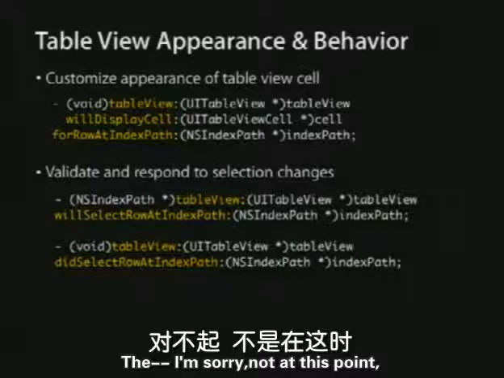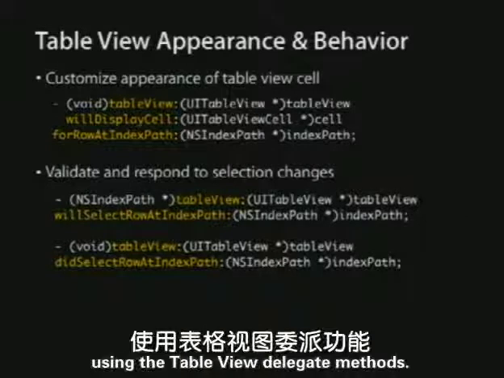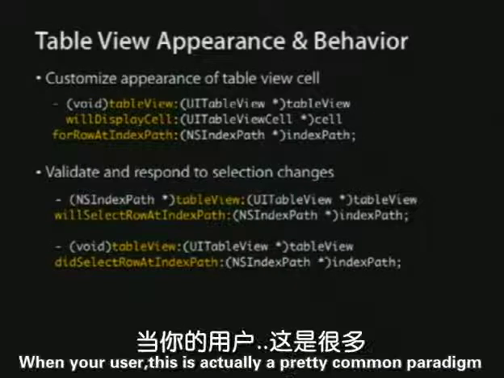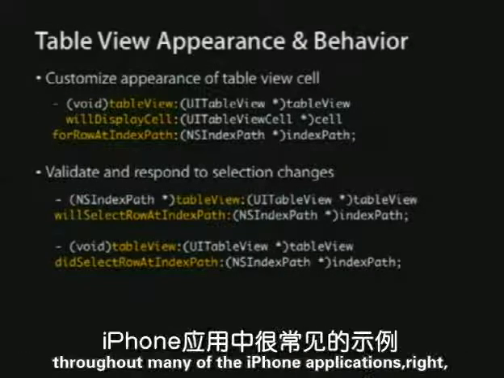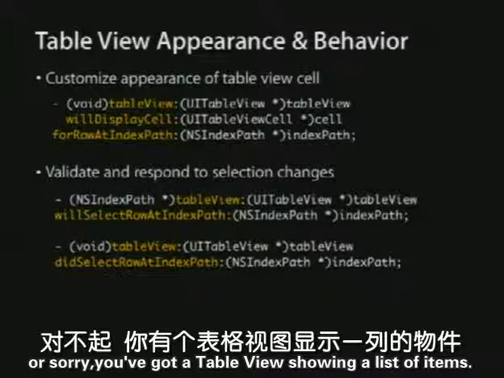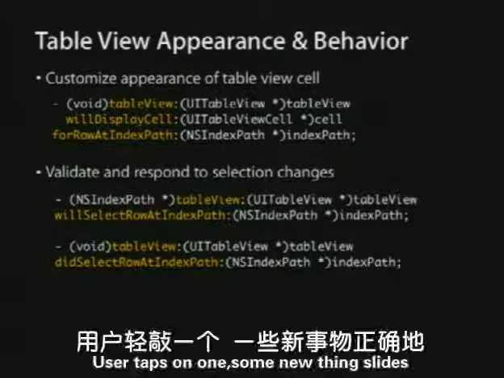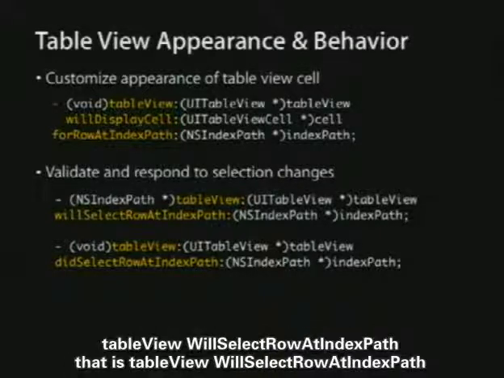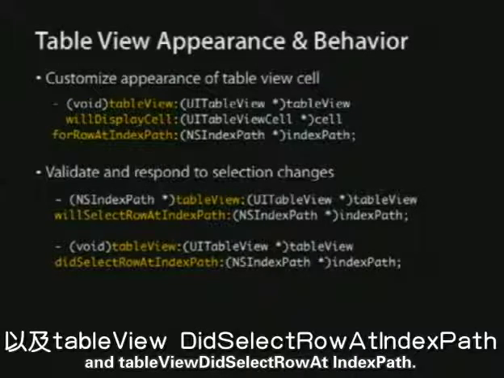Using the table view delegate methods, there are different methods for selection. This is actually a pretty common paradigm throughout many of the iPhone applications, right? You've got a table view showing a list of items. The user taps on one, and some new thing slides in on your navigation controller, probably. So the way you find out about that is tableView willSelectRowAtIndexPath, and tableView didSelectRowAtIndexPath.